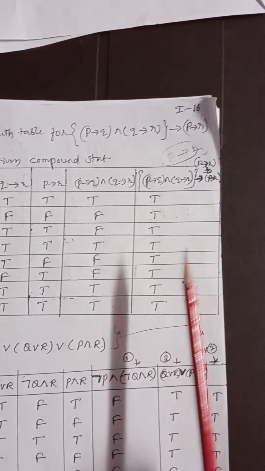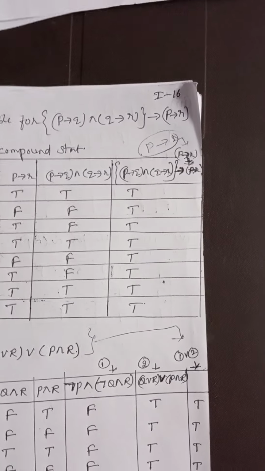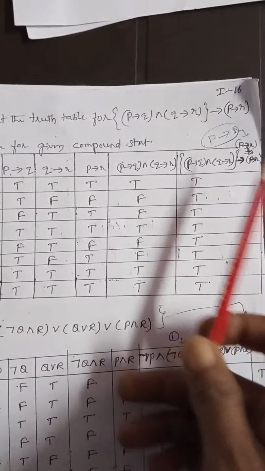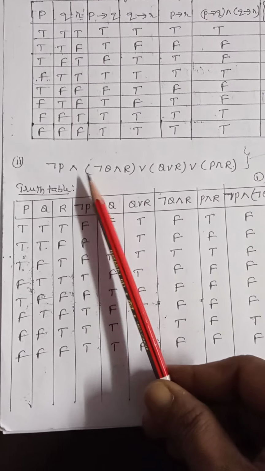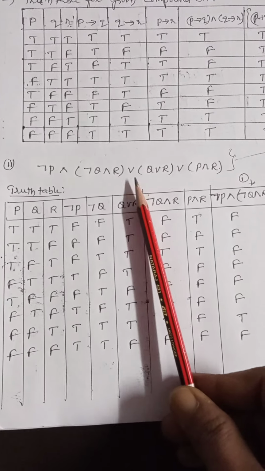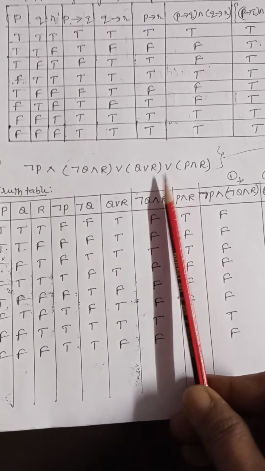Here the last column of the compound statement contains all truths. Therefore, the given compound statement is a tautology. Now we are not writing that conclusion because our question is to construct the truth table for the given compound statement. That's it, right?